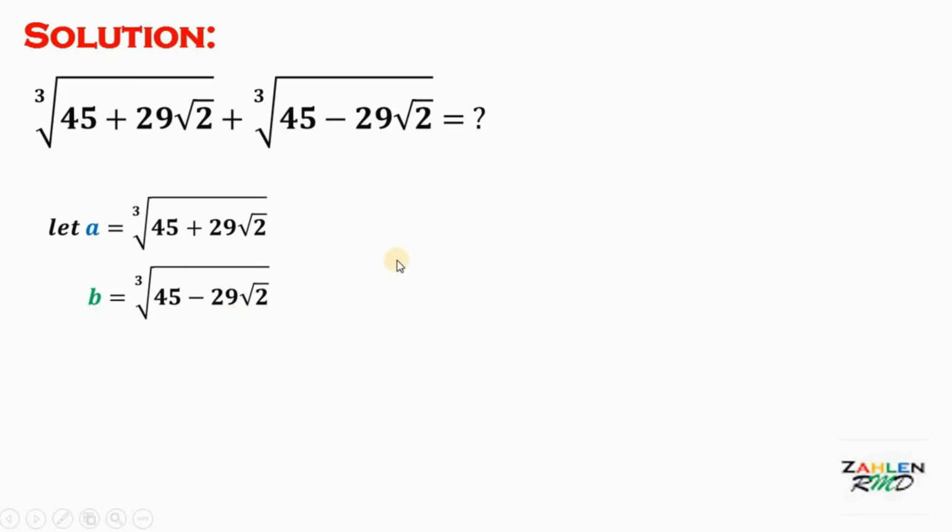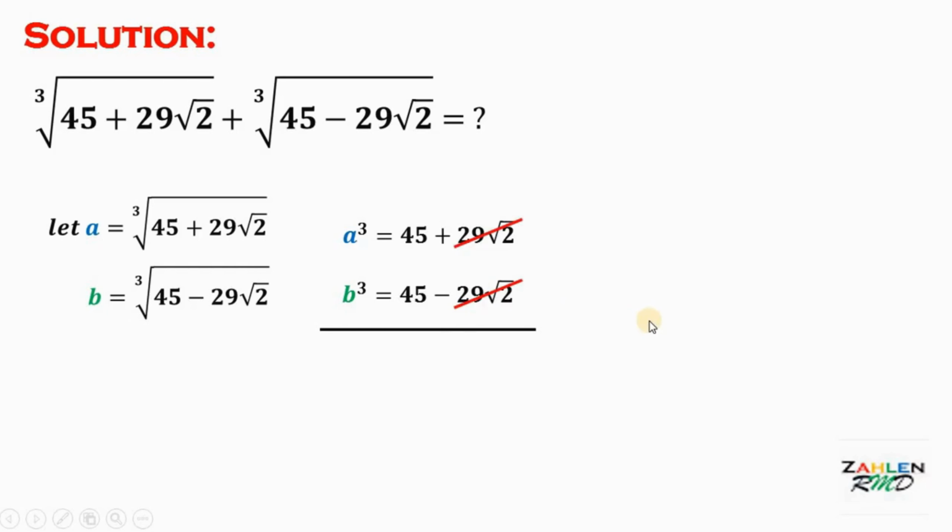Next thing to do is to cube both sides. If we do that, we get A cubed equals 45 plus 29 square root of 2, and B cubed equals 45 minus 29 square root of 2. Now, what will happen if we add these two equations? As you can see, positive 29 square root of 2 and negative 29 square root of 2 cancel out, and we have A cubed plus B cubed equals 90. Keep in mind, A cubed plus B cubed equals 90.